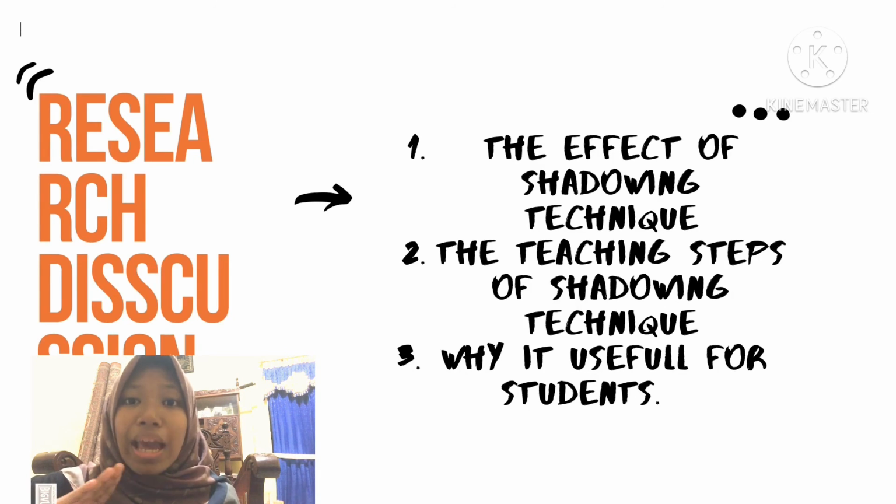Okay, this study is aimed at finding out the effect of the shadowing techniques to change students' pronunciation at high schools. Based on the data analysis, the shadowing technique has a positive effect to improve students' pronunciation. The teaching steps of the shadowing techniques include mumbling, synchronized reading, prosody shadowing, and content shadowing.